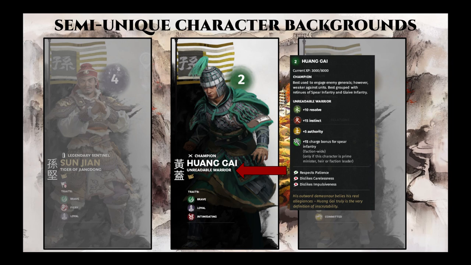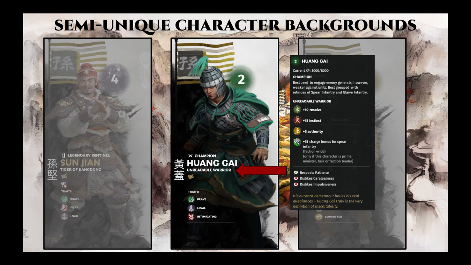And if he is the prime minister, heir, or faction leader, then he also grants the whole faction an extra 15 charge bonus for all spear infantry. Lastly, being the unreadable warrior also influences his personality, which makes him respect patience, but dislike both carelessness and impulsiveness.